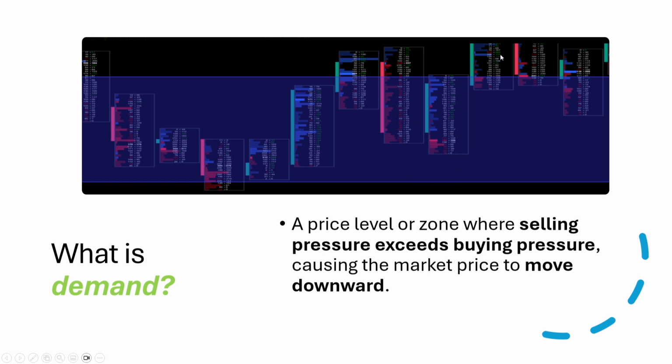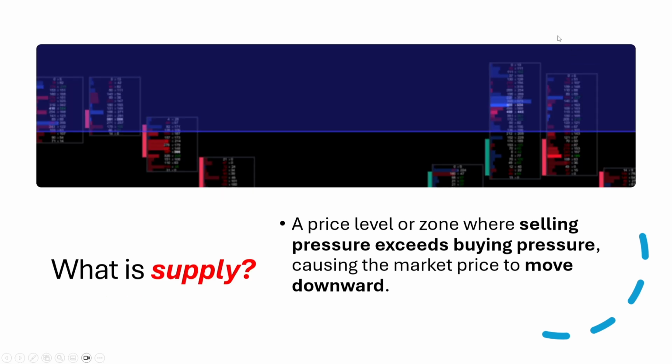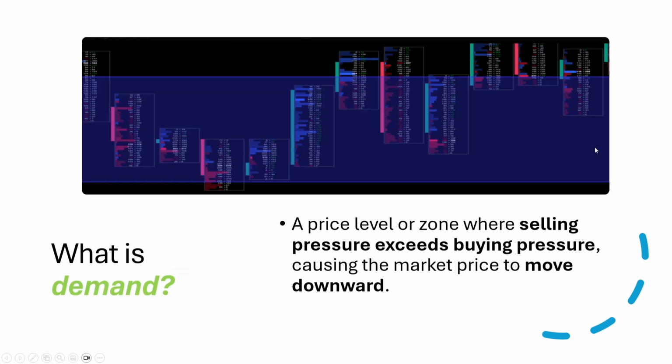And so to understand what a demand zone is, think of it as the opposite of a supply zone. So in a supply zone, you have buyers that fail. In a demand zone, you have sellers that fail. And if there's one thing you want to take away from this entire video, it's that you cannot trade without understanding supply and demand, because every market in the world moves off supply and demand, right?